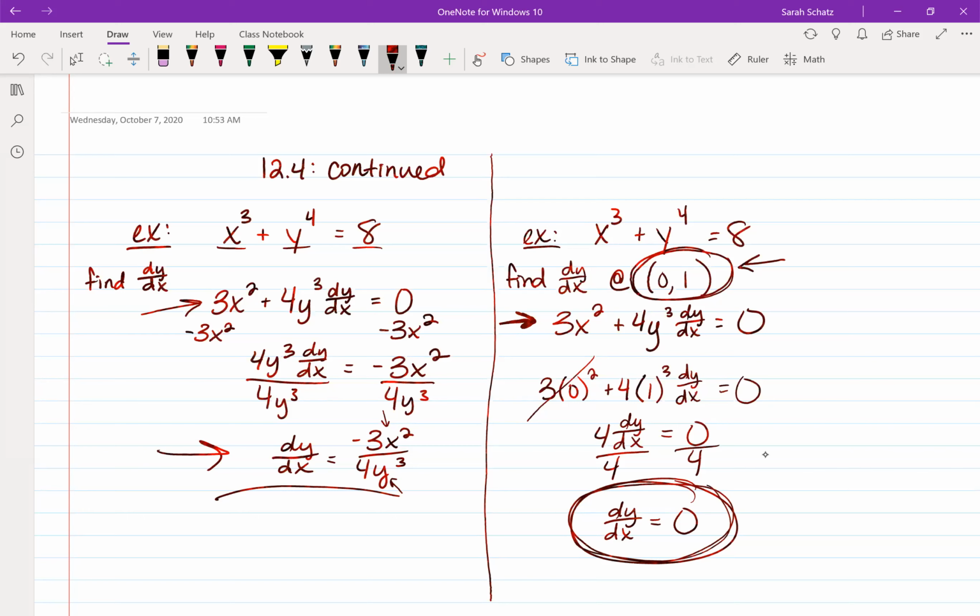So the difference between here and here, this is just in general, this is what we did last time, and we got this term with x and y's in it. But over here, we actually put in a value for x and y, and your answer is just going to be a number because it's going to be like a slope, right? So let's do another one.